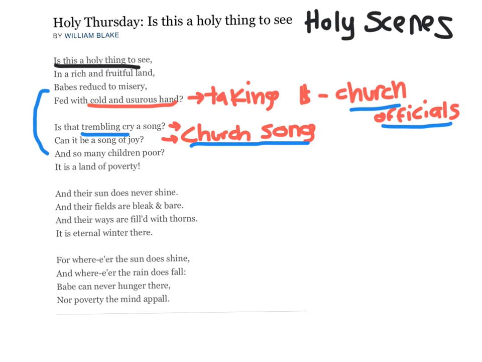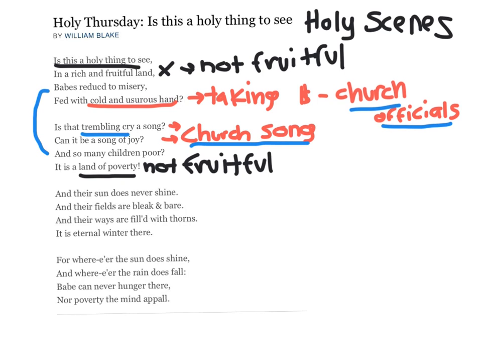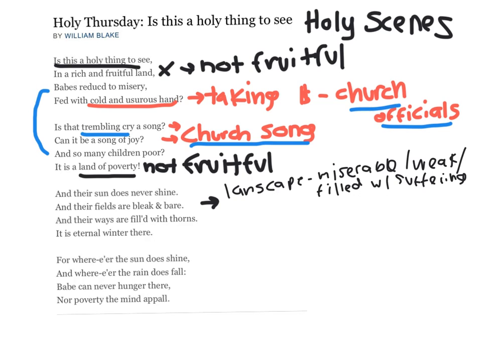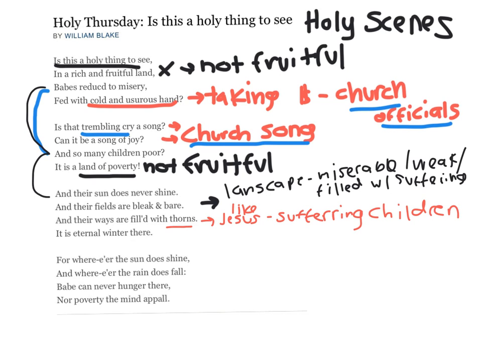And we also talked about the land earlier, and we established that this statement saying that it is a land of poverty takes this out of question, saying that it is not fruitful. And we also said in the third stanza that this landscape represents the lives of the children that are miserable, bleak, and filled with suffering. And now that we've learned more historical context about the church being involved with this, the thorns play an even larger role. And we also established that this landscape, again, refers back to the poor and miserable children.